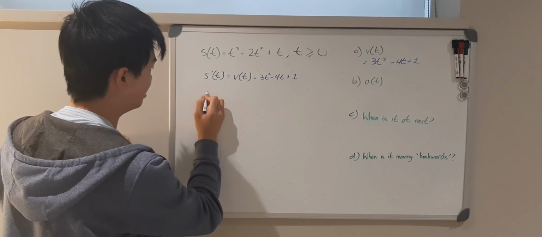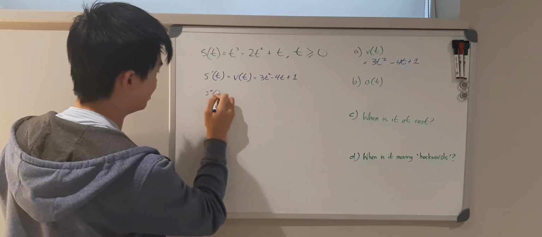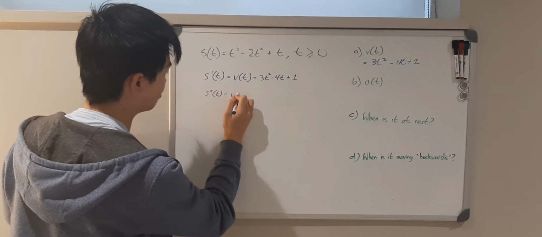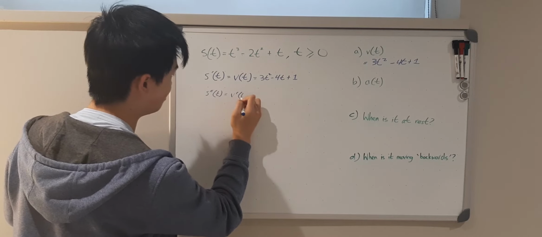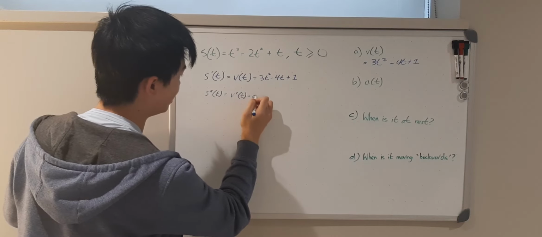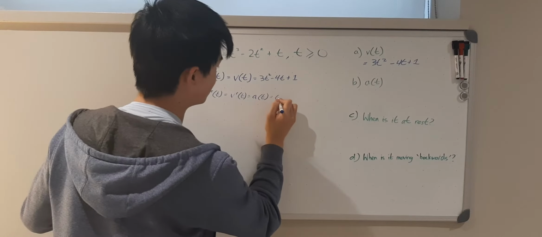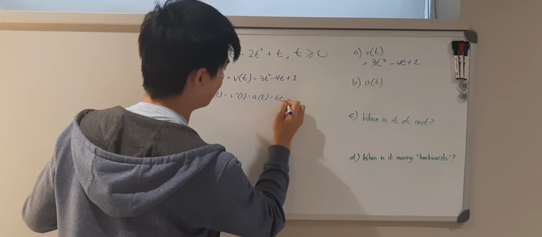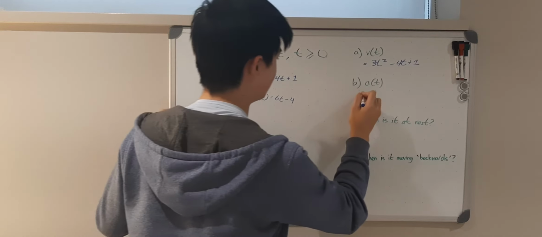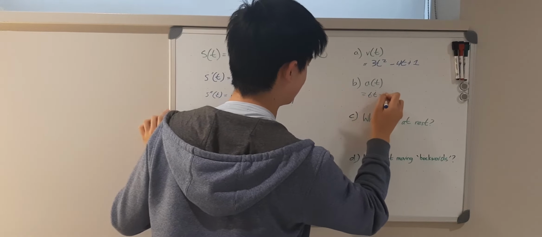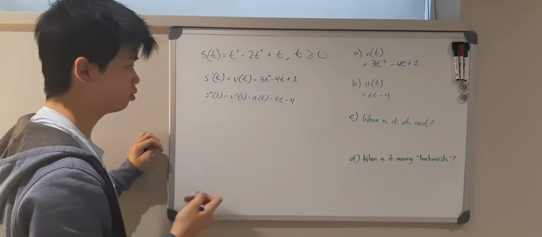Okay, now we have to find a of t. Well, we know that s double prime of t is equal to v prime of t, which is equal to a of t. And that is equal to 6t minus 4.